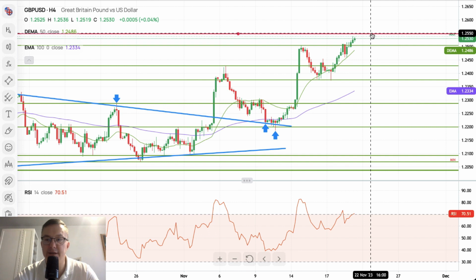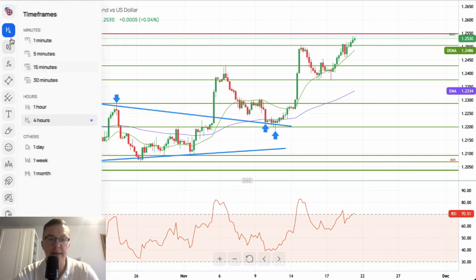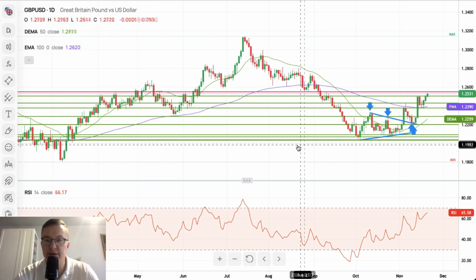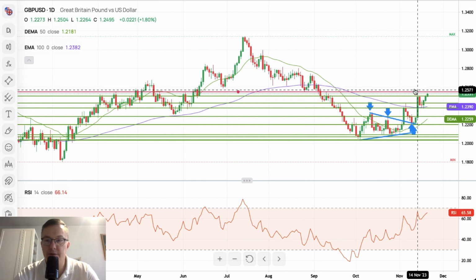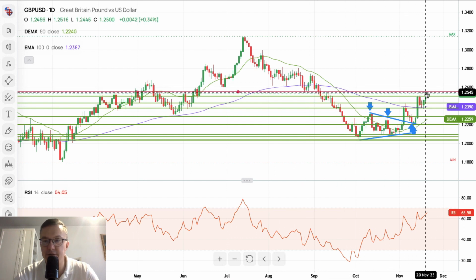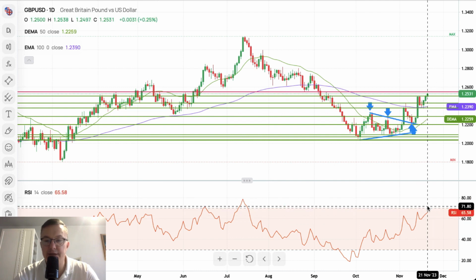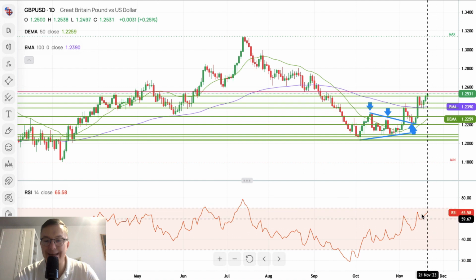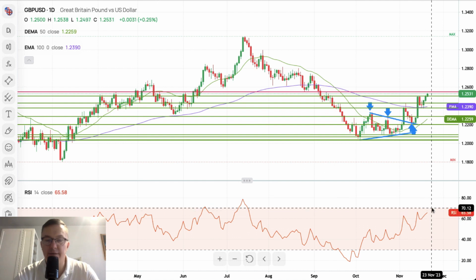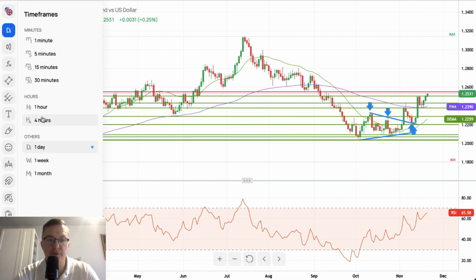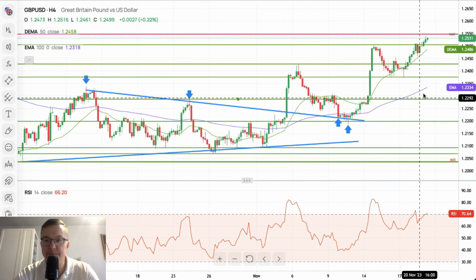The next target is now 1.2550, and if you take a look at the daily time frame chart, you can clearly see that this is the technical resistance and the swing low from August 2023. So if we hit this level, there is a chance that the RSI on the daily time frame chart will hit extremely overbought levels as well. Let's go back to the 4-hour chart, and what do we see here?